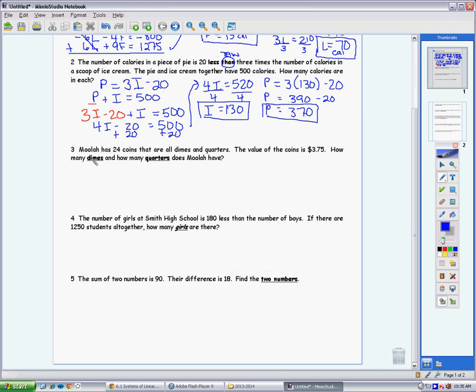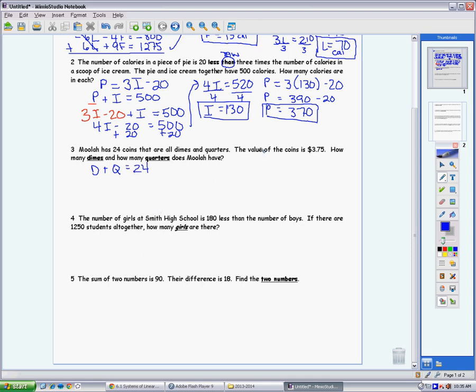Moolah has 24 coins that are all dimes and quarters. The value of the coins is $3.75. How many dimes and how many quarters does Moolah have? Okay, that is bolded and underlined because those are going to be our variables. We have dimes and quarters, and there are 24 of them.